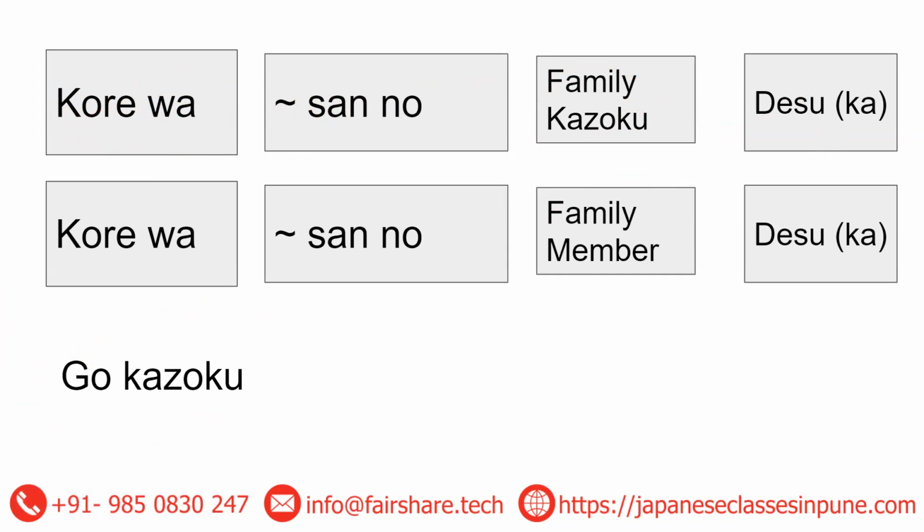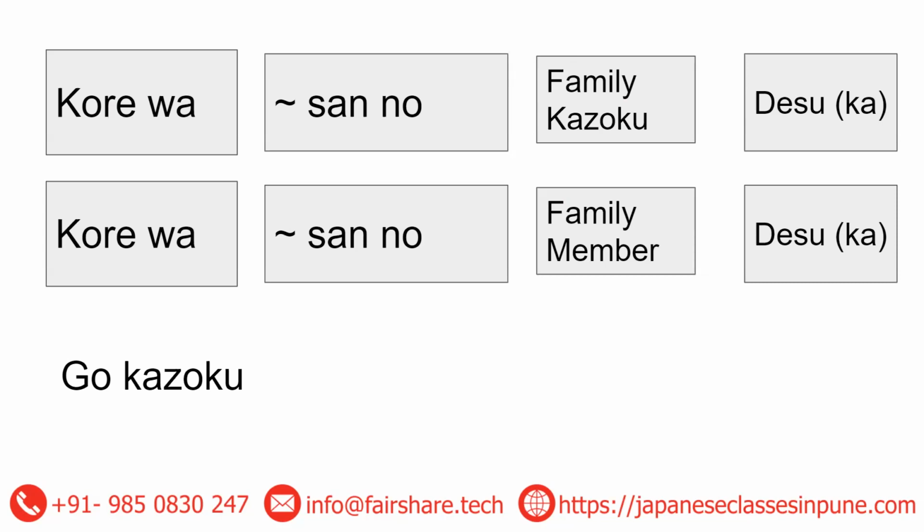But अगर मैं पूछ रही हूँ, क्या ये आपकी family है? क्या ये अमित सान की फैमिली है ना? क्या ये अमित की फैमिली है? तो that means I can't say अमित सान no kazoku. I have to use go kazoku out of respect.